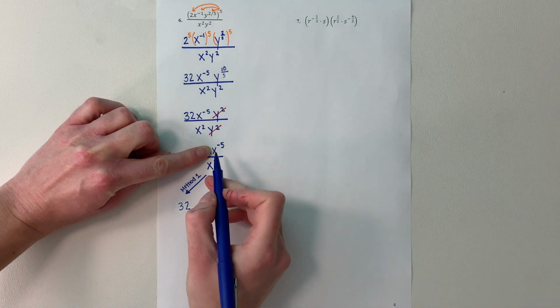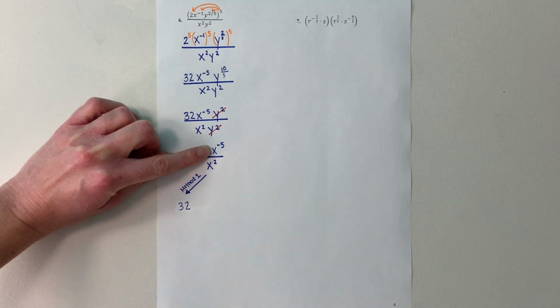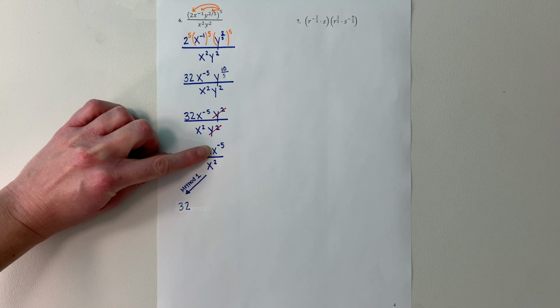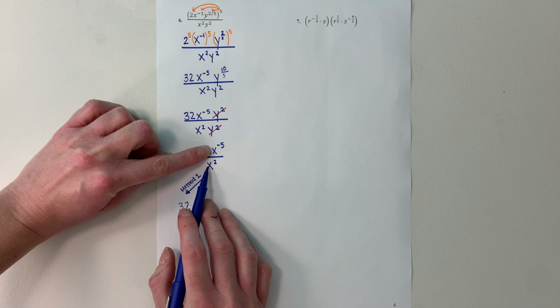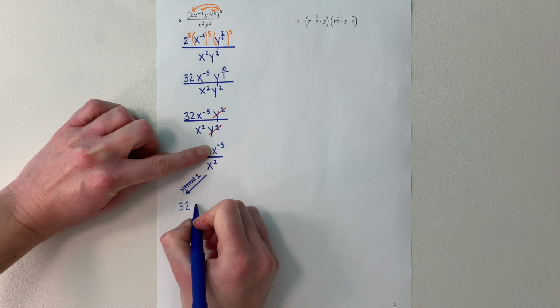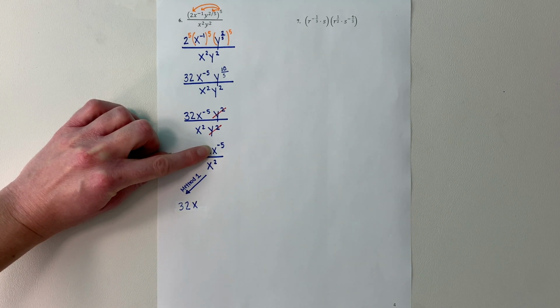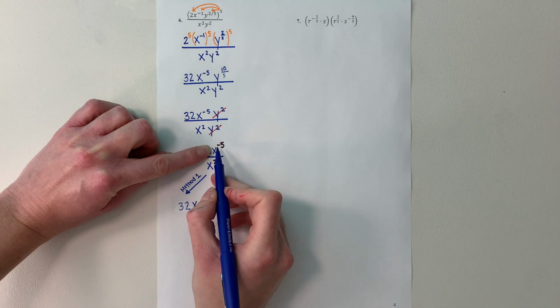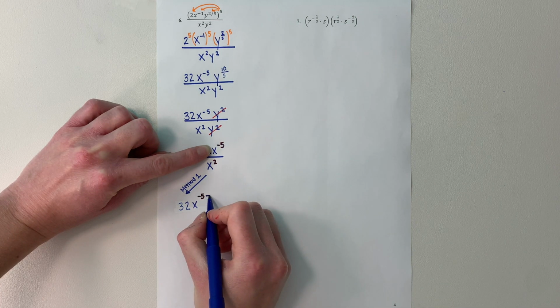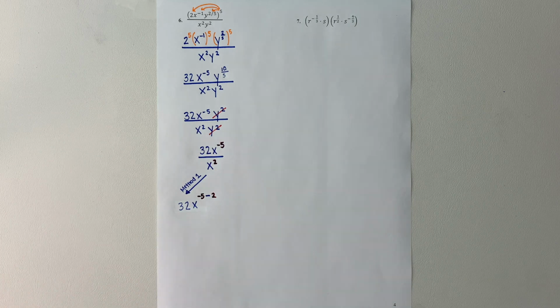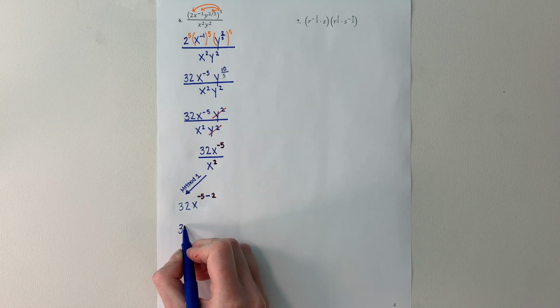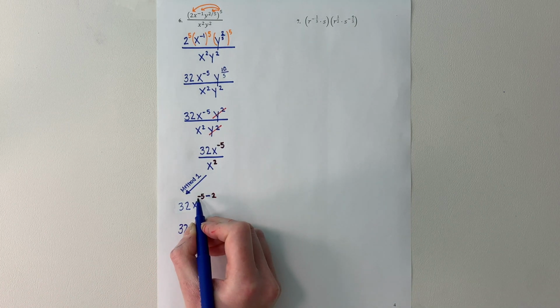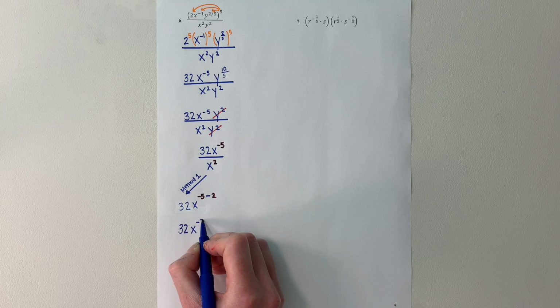Then I'm going to focus on x to the negative 5th divided by x squared. The quotient rule says that when you're dividing two quantities with the same base, we keep the base and we subtract the exponents. So we'll take negative 5 and subtract 2. And that will leave us with 32x. And negative 5 minus 2 will give us negative 7.